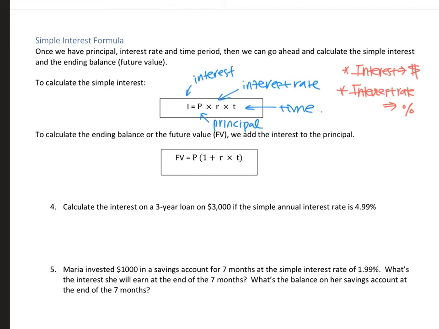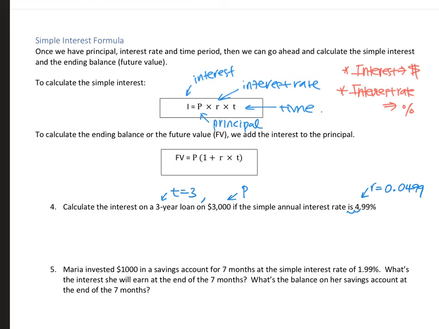So when I see this, I want to label things. I noticed that T is equal to 3. It's already given in terms of years, so I don't have to convert. 3,000, okay, that's my principal. And then the rate, it says 4.99. For calculation purposes, I need to use that as a decimal, so I move 2 to the left: 0.0499. Okay.